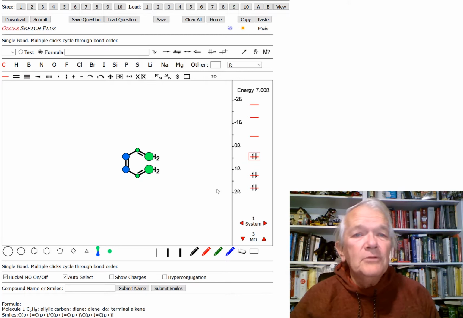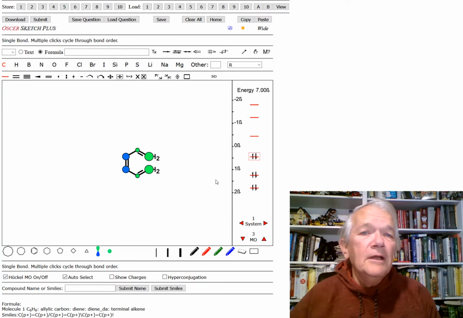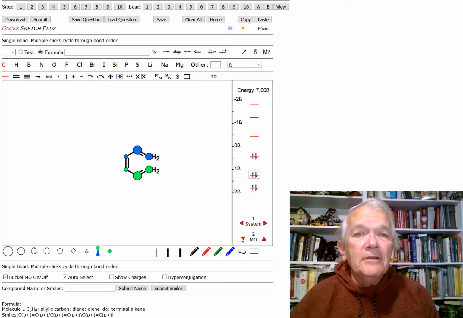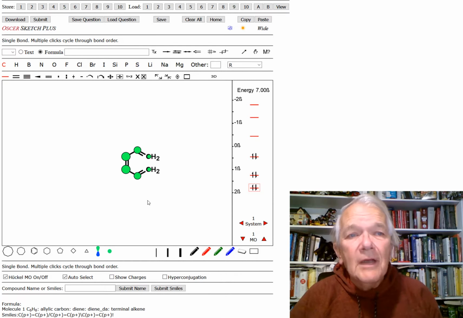Why is it 2 nodes? Well, the bottom one is 0 nodes, then 1 node, then 2. So if we click down to number 2, there's the one with 1 node. And then if we click down at the bottom, this one has no nodes at all. So the question is, what if we turn this molecule into a ring?